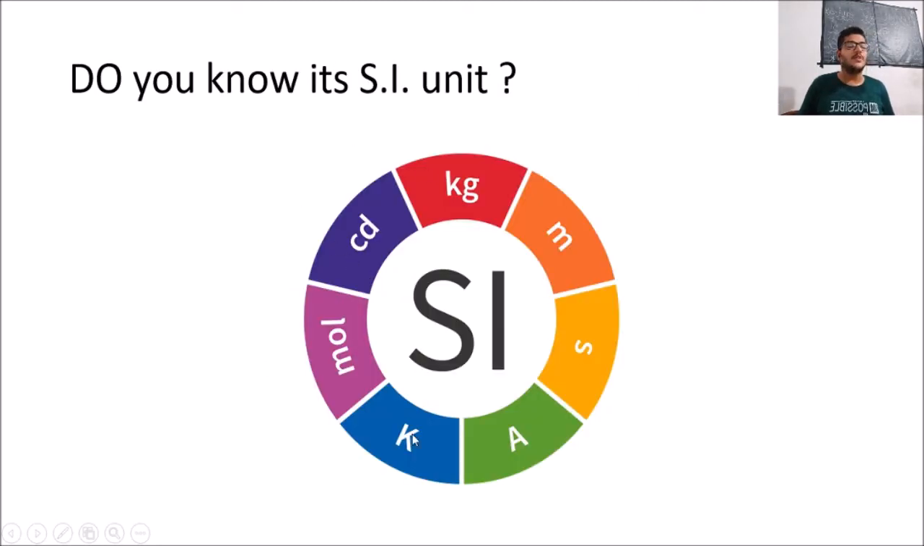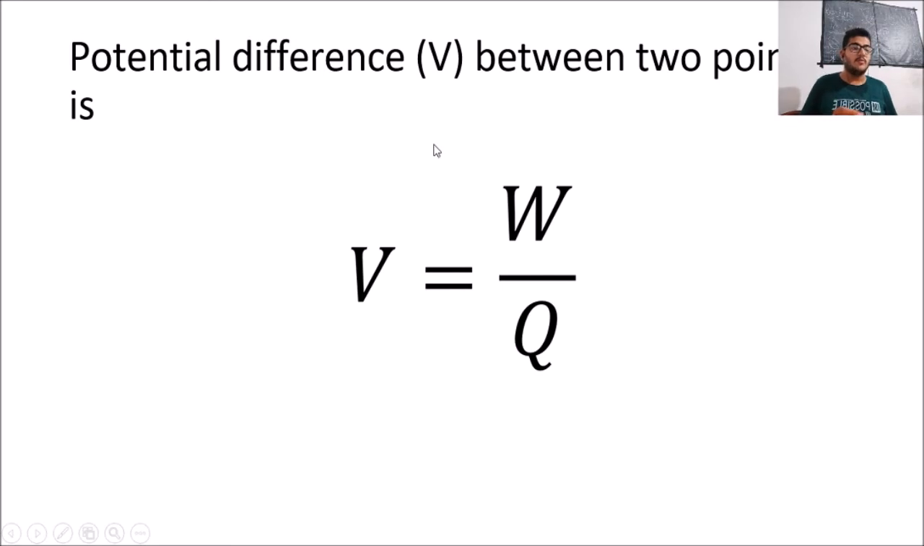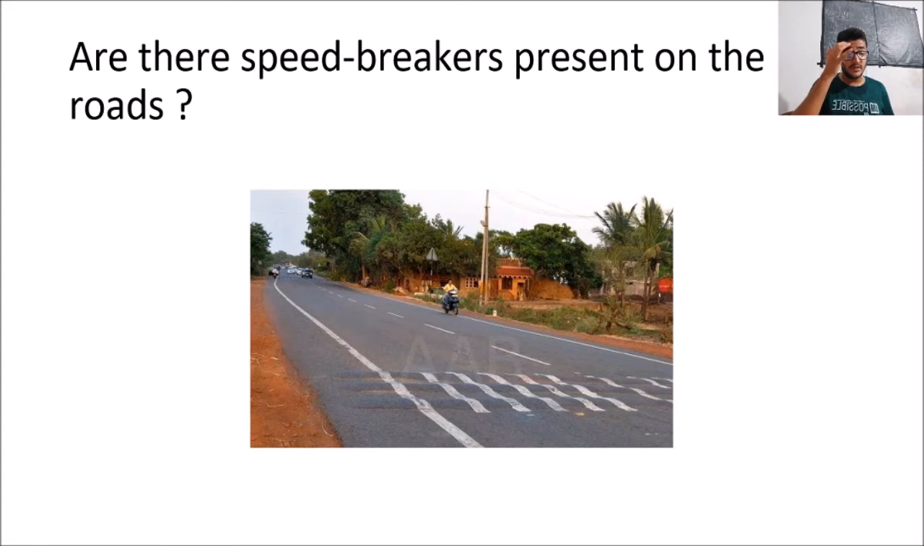So what is the unit of potential difference? It is volt, denoted by V, volt, shown in the meter. You can see volts, DC current. So what is potential difference between two points? V is equal to W by Q.